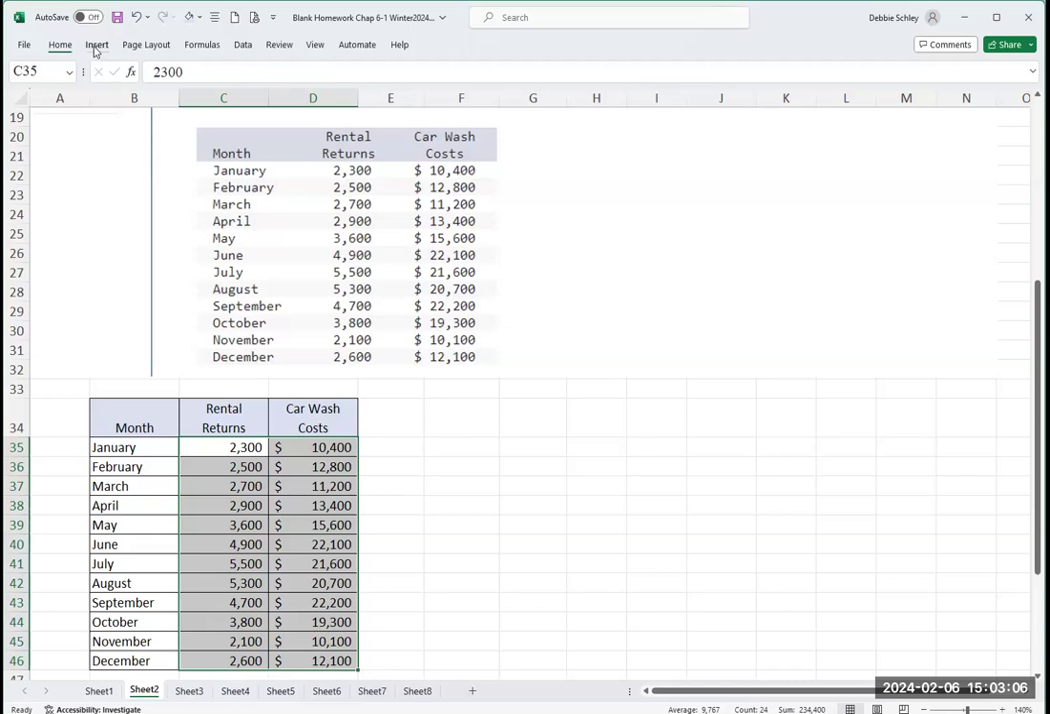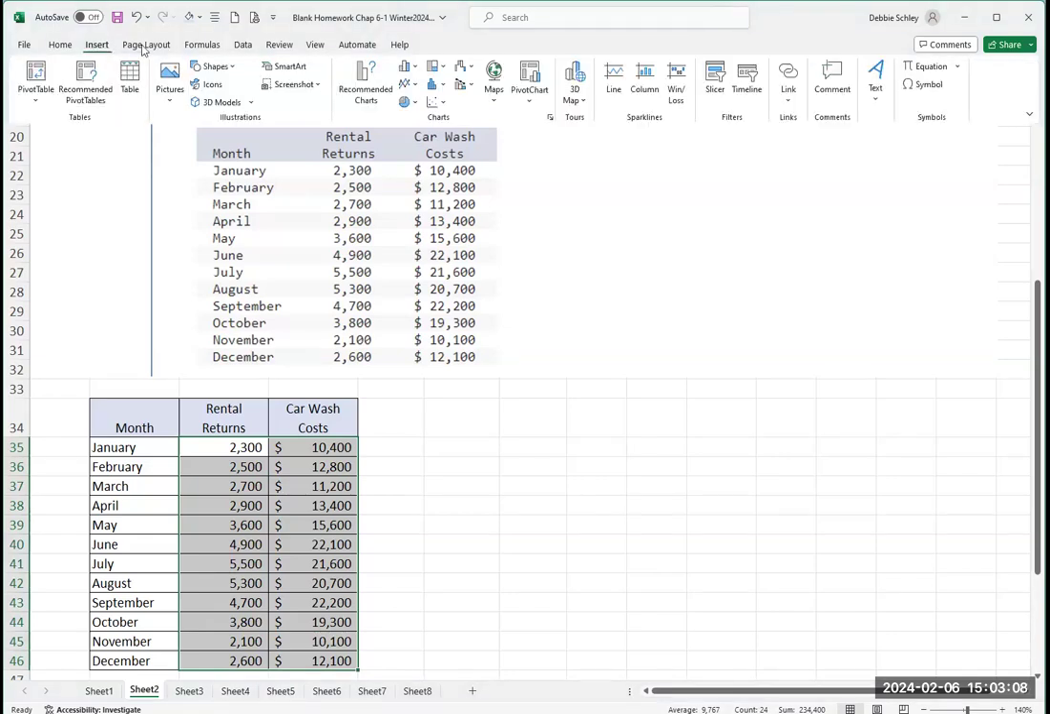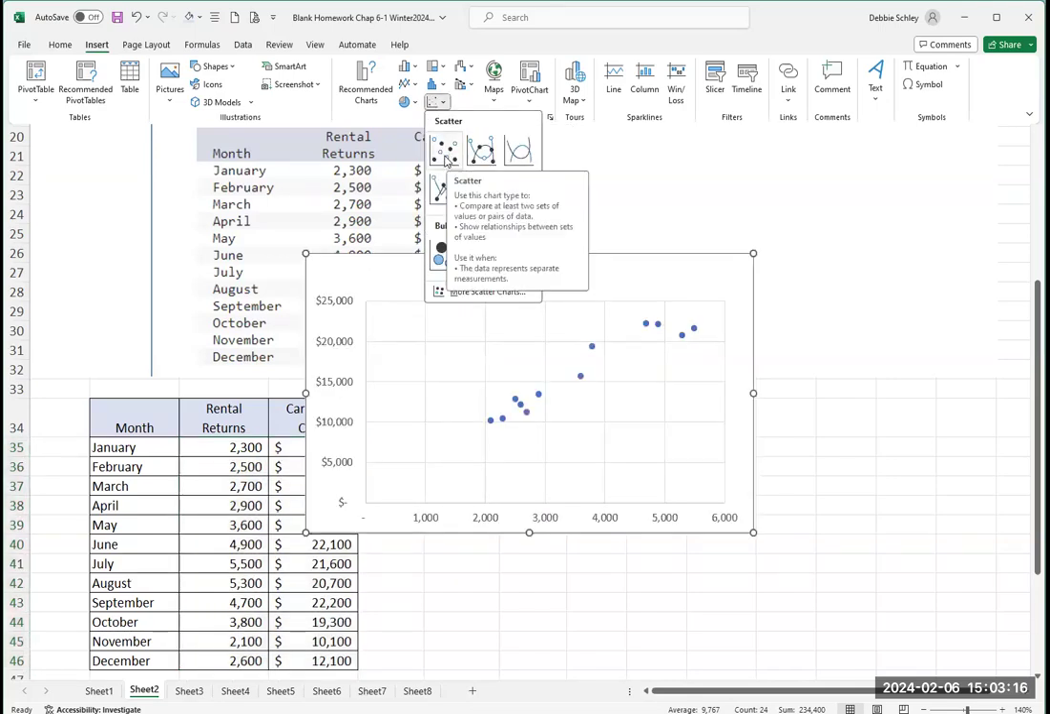You're going to click Insert, and you're going to do a scatter plot. So it's a whole bunch of dots. And I want it to be this whole bunch of dots. So that's the scatter plot.